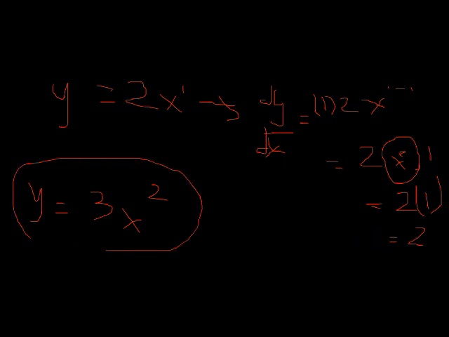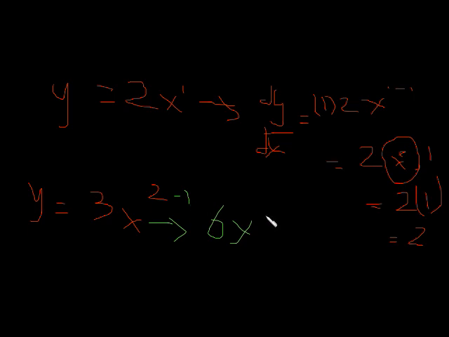And to differentiate this, finding the derivative is differentiation, and to differentiate this equation, again we use the same method. The power multiplies with the coefficient 3, so 3 times 2 is 6, and the variable's power reduces by 1, so 2 minus 1 is 1, and there is no need to write the power of 1. Simply 6x is the derivative of y is equal to 3x squared.